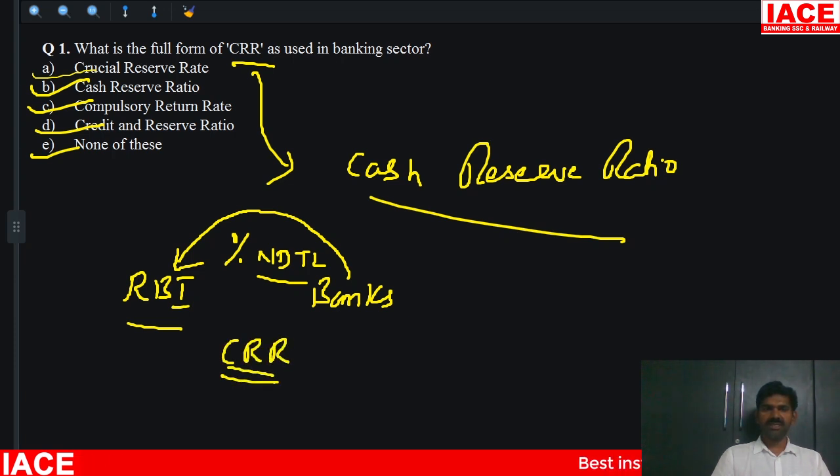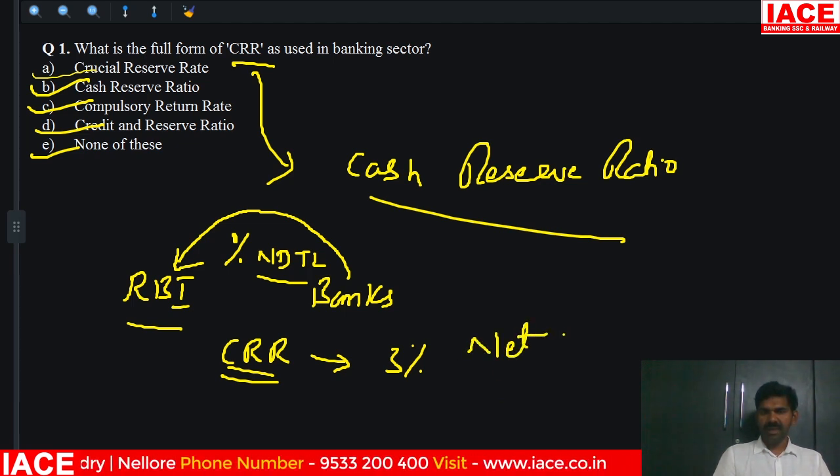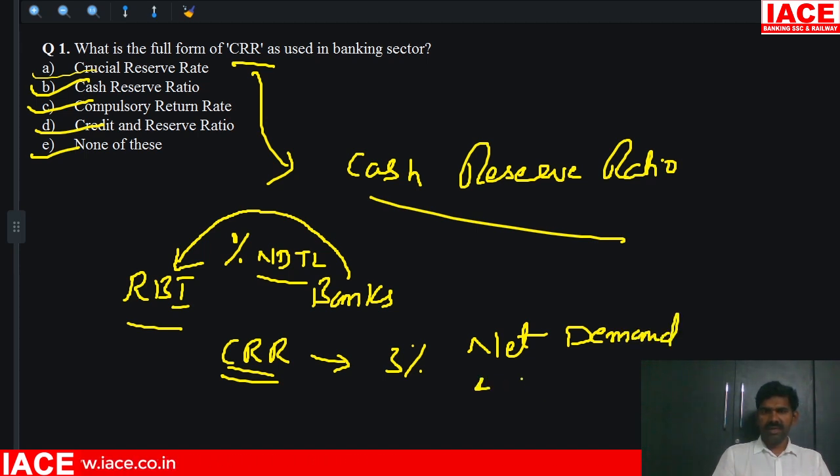Why is it called a cash reserve ratio? It means some amount of the NDTL, in the form of cash, is to be deposited with RBI, to be reserved with RBI. So it's called a cash reserve ratio. And remember that the current CRR is 3%. So, 3% of the net demand and time liabilities to be deposited with RBI.